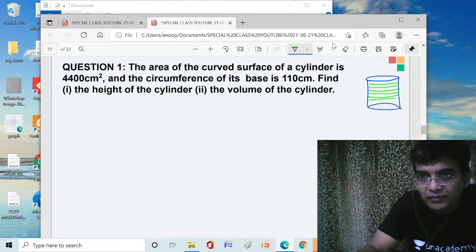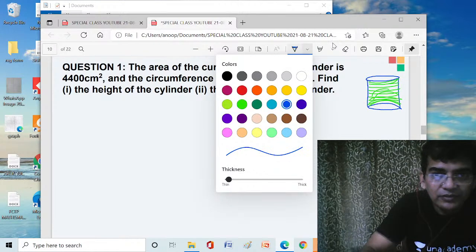This is called curved surface. So they have given us the area of this curved surface. Okay, so what is the formula for this curved surface? The formula for this curved surface is 2 pi r h. So that is the formula for curved surface.